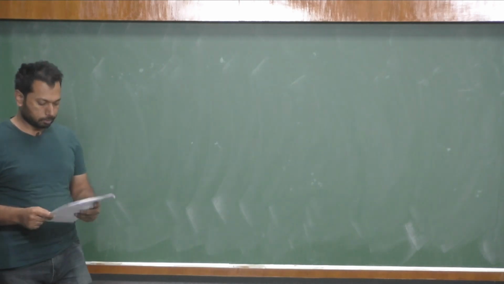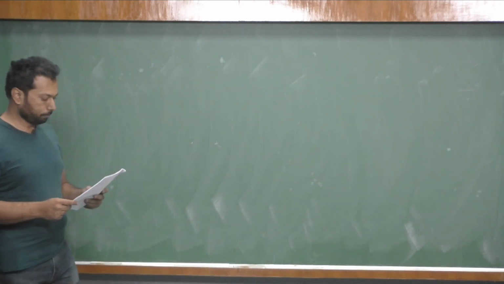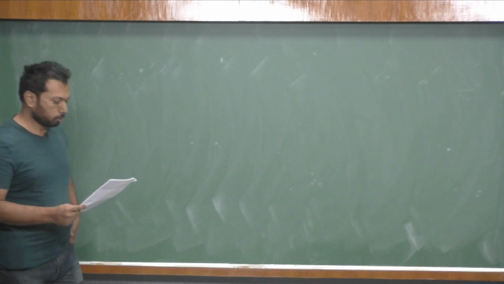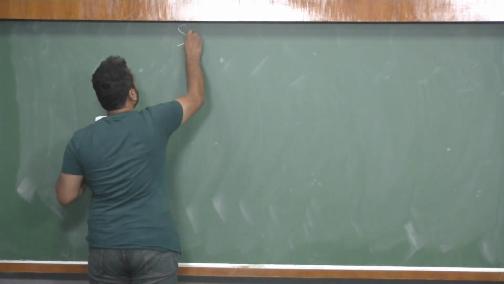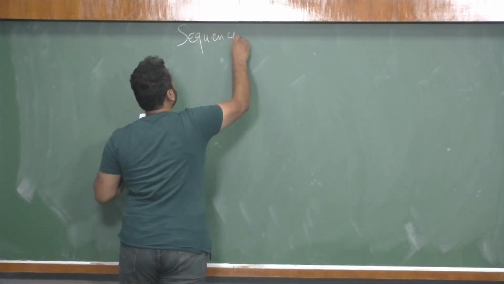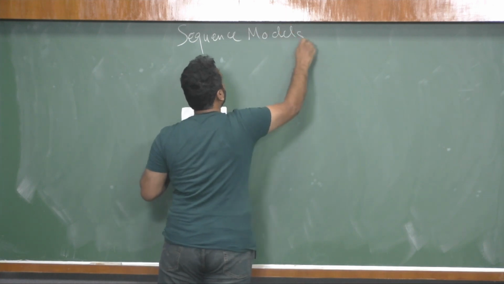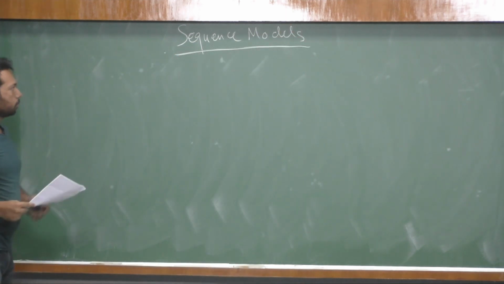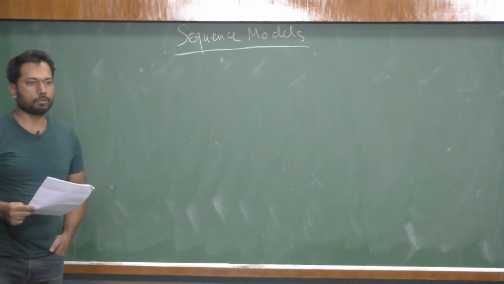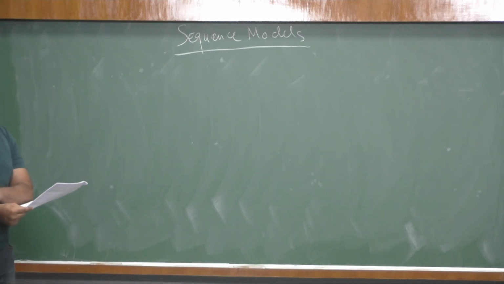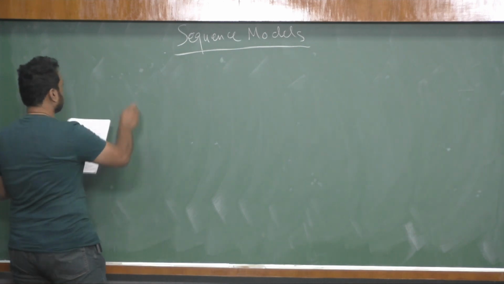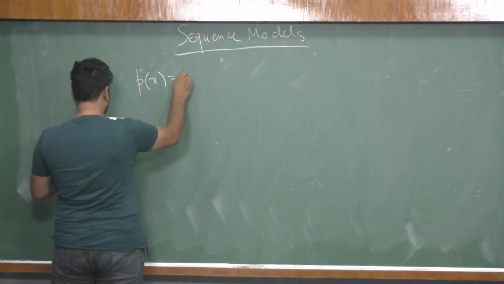The course is Mathematics of Generative Modeling, and we were doing sequence models. In sequence models, the data we have is in a sequence, and we are supposed to predict the next element in the sequence. So in this case, the problem is defined as follows.